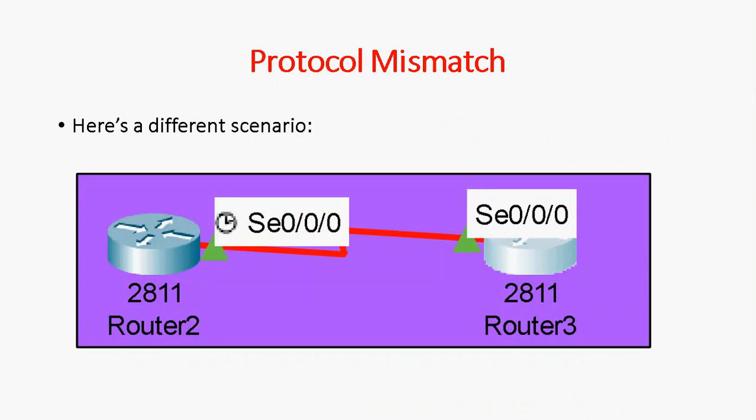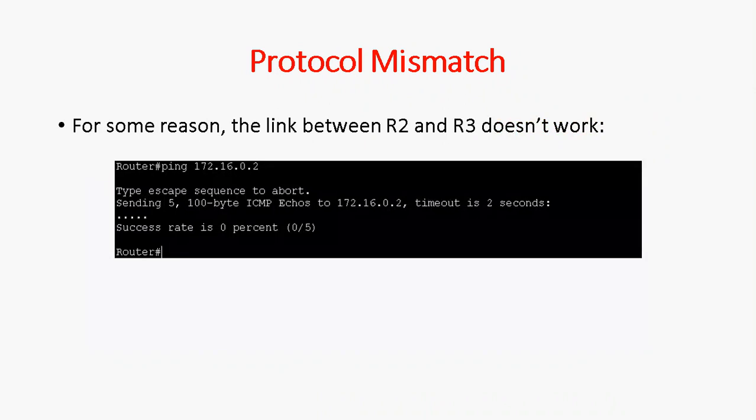So the third scenario is protocol mismatch. In this scenario I am using two routers, router R2 and router R3, connected with a serial cable. On router 2 I am assigning IP 172.16.0.1 and on router 3 I am assigning 172.16.0.2. From router 2 I am trying to ping router 3. Ping 172.16.0.2, I am not getting a reply.